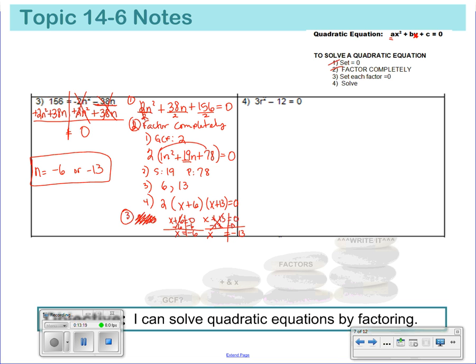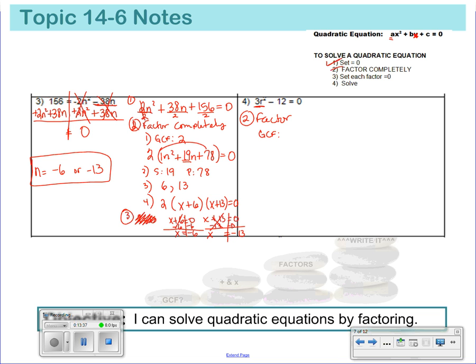Number 4, we already have it set equal to 0, so our first step is done. That's awesome. Next thing we want to do is factor completely. So step 2, we're going to factor completely. See if we have a GCF.